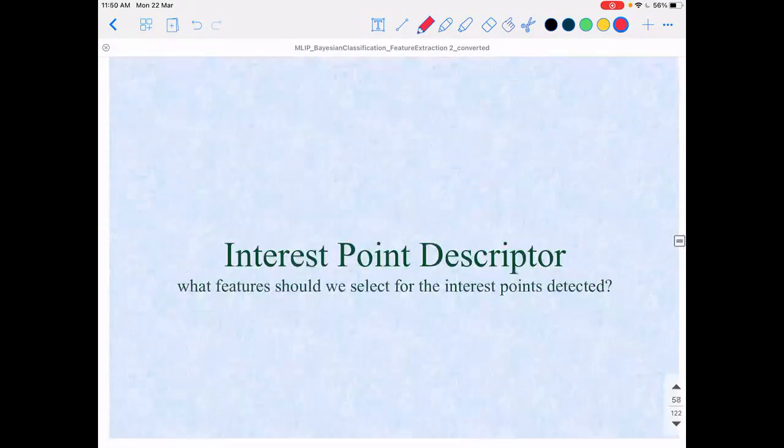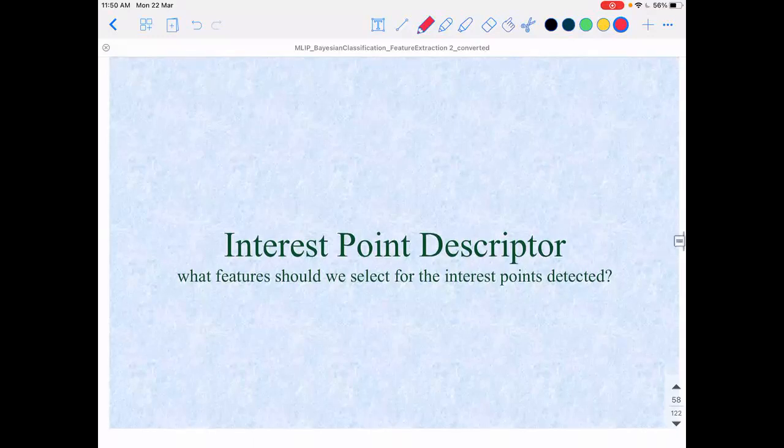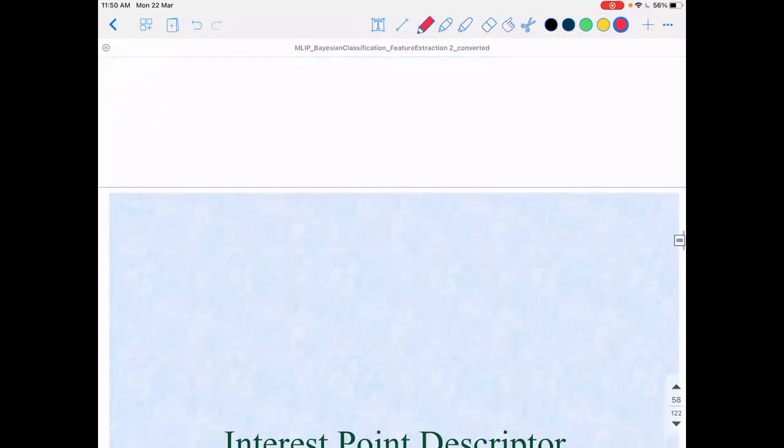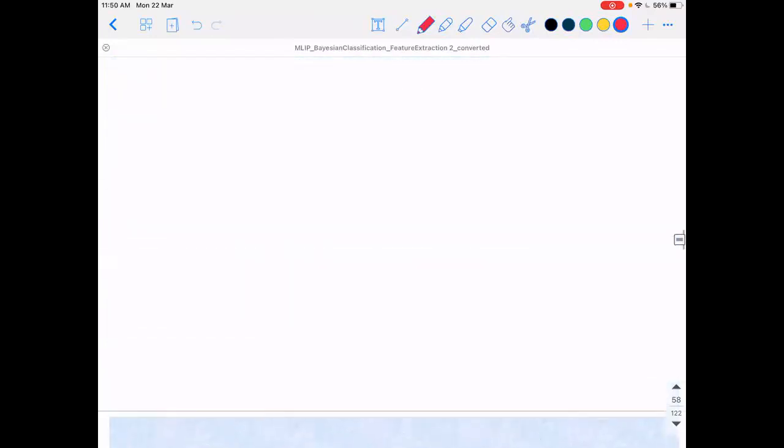This is referred to as interest point descriptors. We want to describe the interest points as features. How do we do it in images? With that, probably the discussion on image processing will be done. From the subsequent class onwards, we'll go for other machine learning methods.